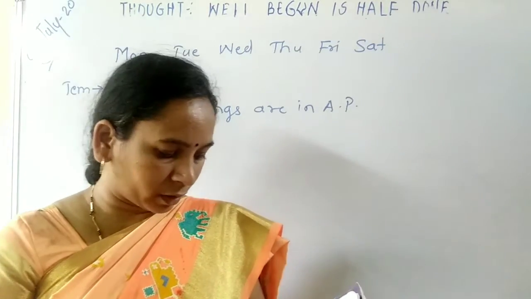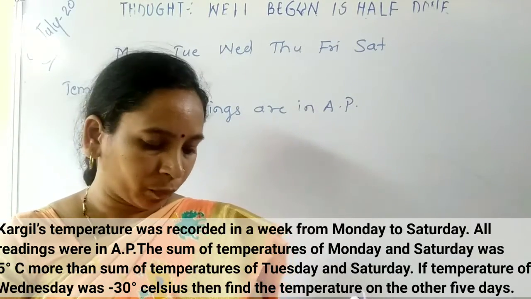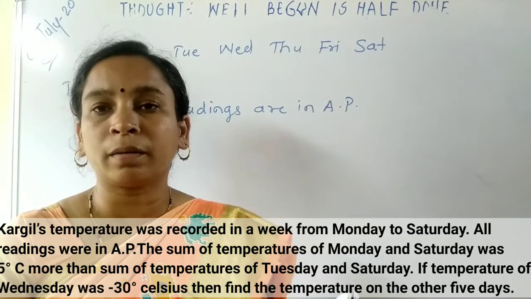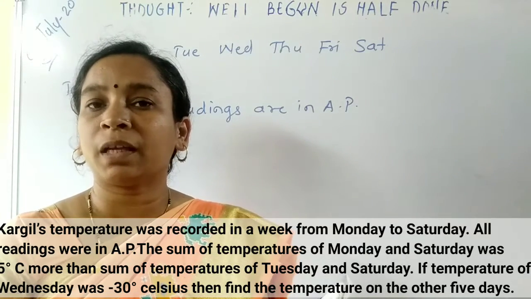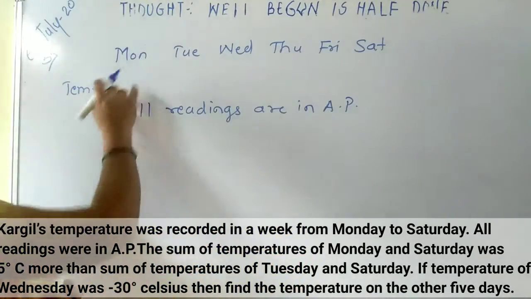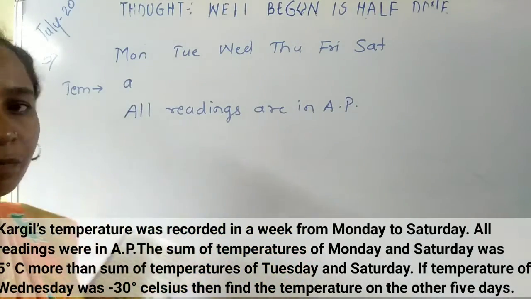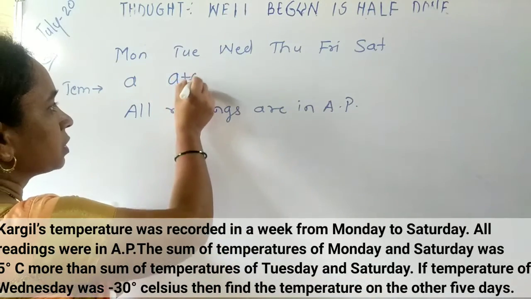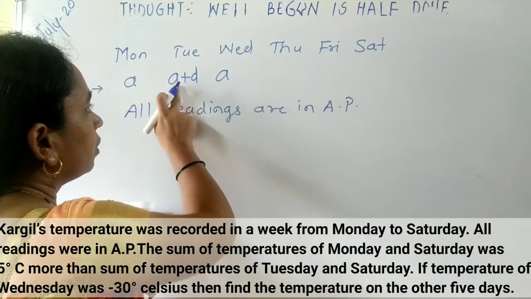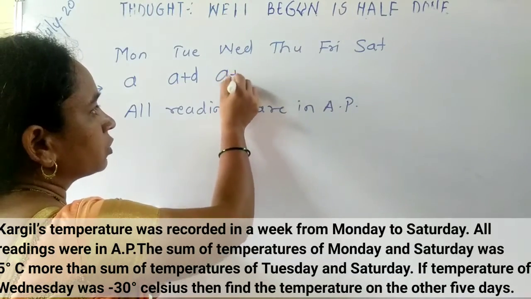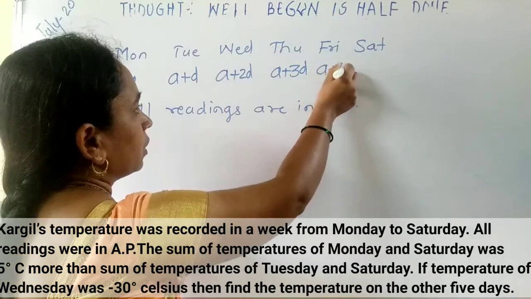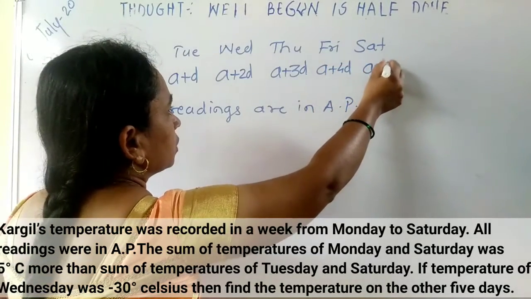Fifth example, they have said that Kargil's temperature was recorded in a week from Monday to Saturday, and the most important information is given that all readings are in AP. The difference between any two consecutive readings is the same. So here I'll consider, suppose Monday's temperature is A, then on Tuesday it is A plus D. 1 D will be added in the first term. Now here Wednesday, 2 times D will be added, here 3 times D will be added, here 4 times D, and here 5 times D will be added.